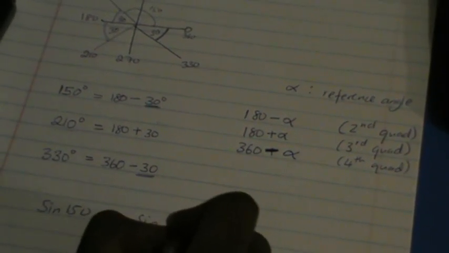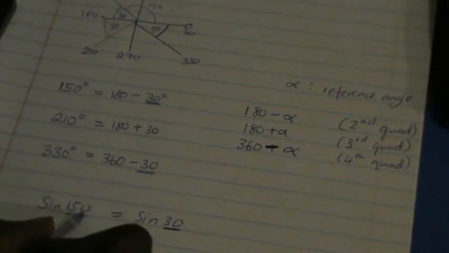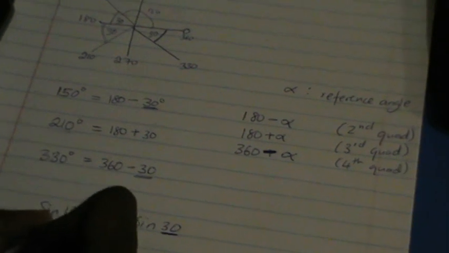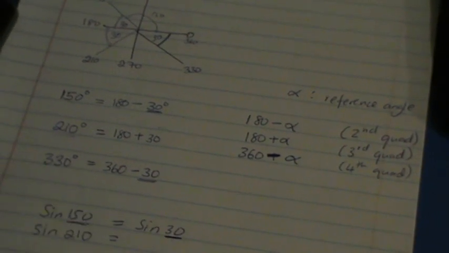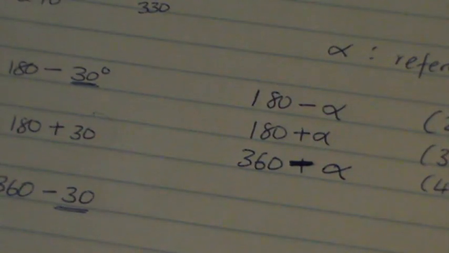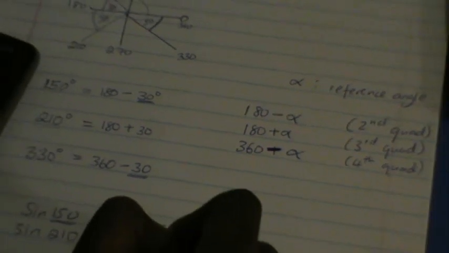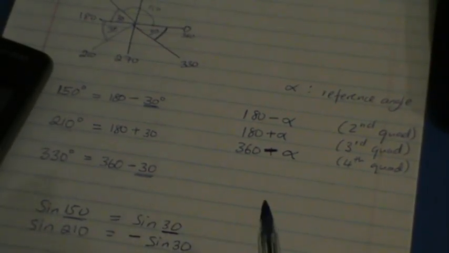This is the reference angle, and this is the angle in the second quadrant. I could try it again. What about sine of 210? Take my calculator. Sine of 210 is equal to negative half. But you see the value half is the same, except it is negative. So it is negative of sine 30. And why is it negative?